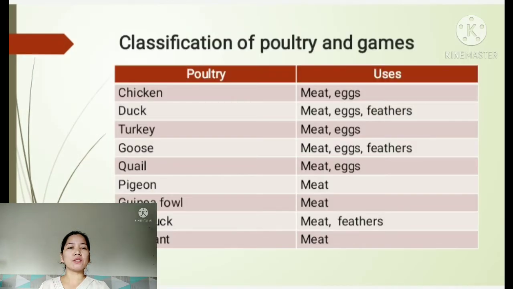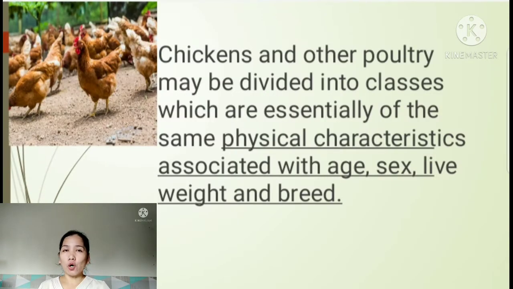Classification of poultry and game. We have chicken, ang uses ay meat and eggs. We have ducks, turkey, goose, quail, pigeon, guinea fowl, wild duck, and pheasant. Yung uses niya kadalasan ay karne at saka itlog. In other parts, ginagamit din for industrial purposes yung kanyang feather or balahibo. Pagdating sa poultry, we are very popular with chickens.